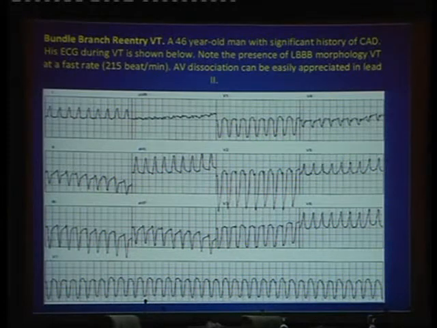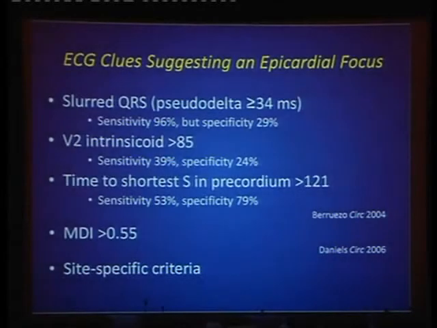Both the 12 lead during sinus rhythm, which usually shows some conduction abnormality, often a slightly prolonged PR, often a slightly widened QRS, and a more typical bundle branch reentrant VT with left bundle and left axis. Much more typical morphology to see with bundle branch reentry.